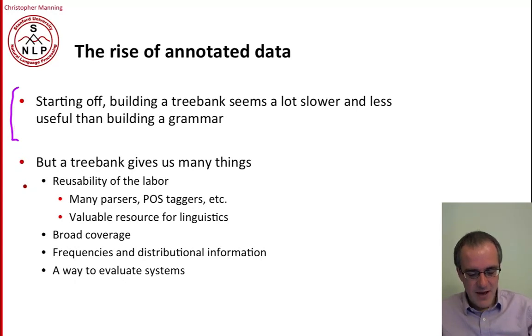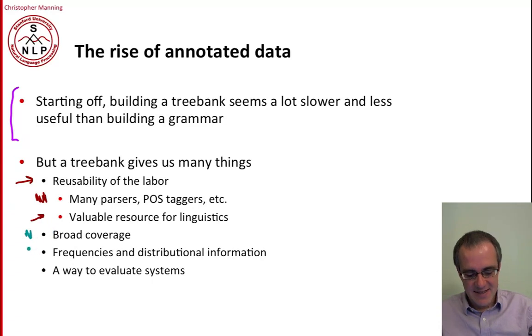But actually a tree bank gives us many useful things. It gives us reusability. Normally the parser of one person was completely not used in developing the parser of another person. It was done completely independently. But now we've been able to build many parsers, part of speech taggers, etc., off of Penn tree bank data. And it also has other wider uses. So for example, many linguists now use the Penn tree bank as a source for testing out and developing hypotheses about language. The Penn tree bank gives us something that is broad coverage.